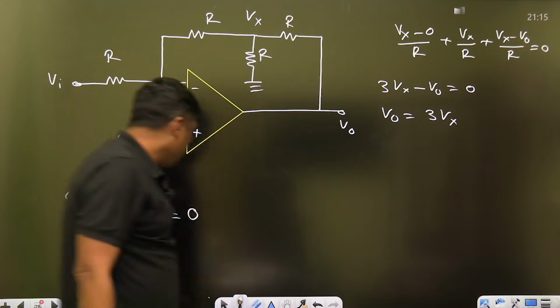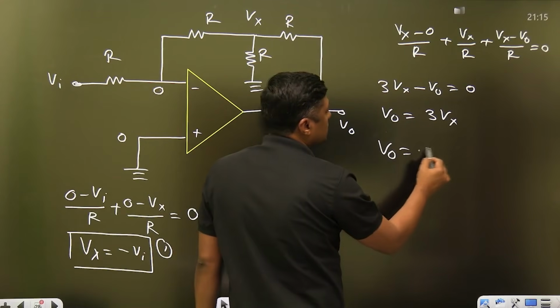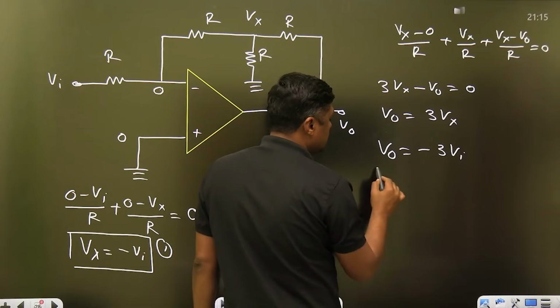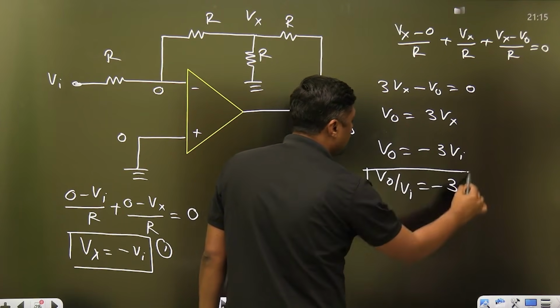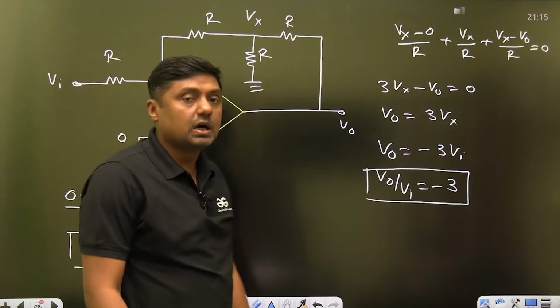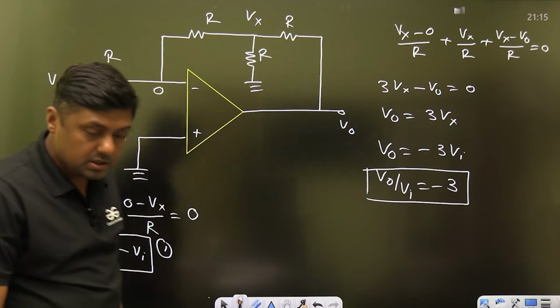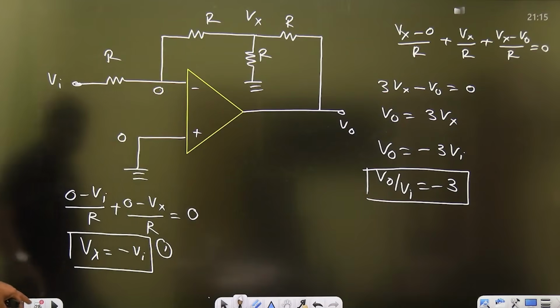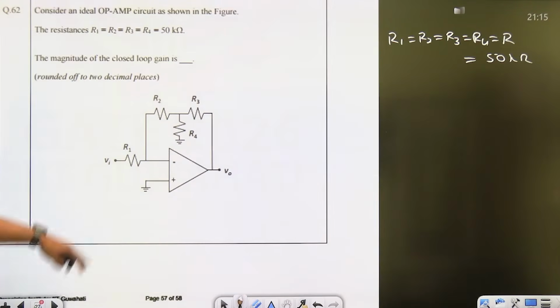Now what is the value of Vx? Minus Vi, and that's why it will become minus 3Vi. What is the answer? V0 upon Vi is equal to what? Minus 3. And that is the answer for your question, guys. Minus 3. This is a numerical answer type question, a 1 minute question number 62.